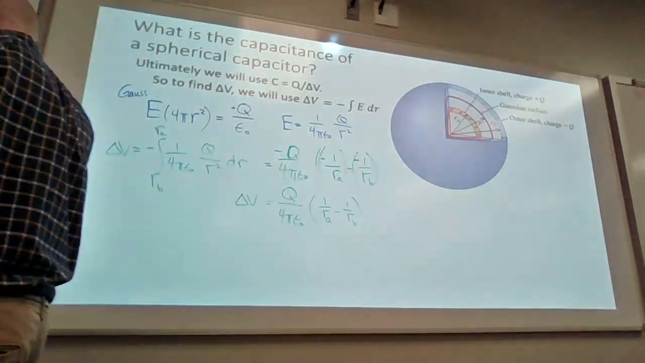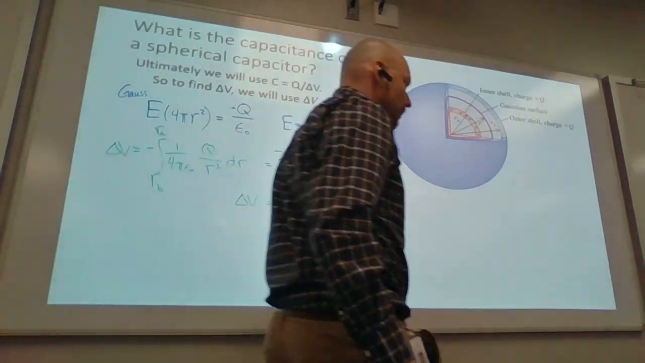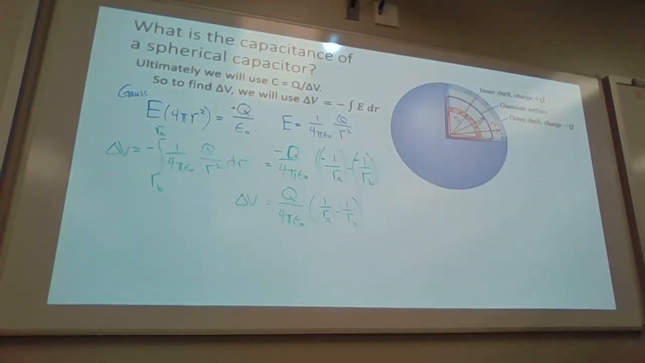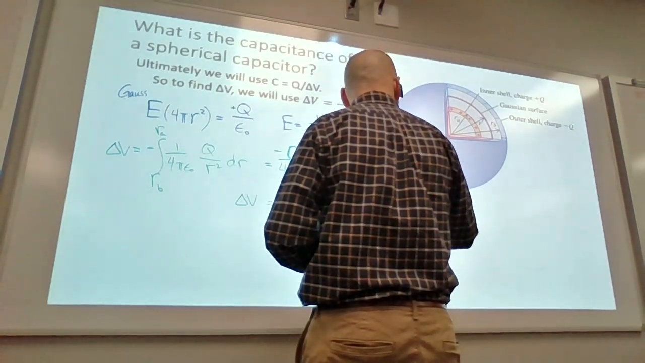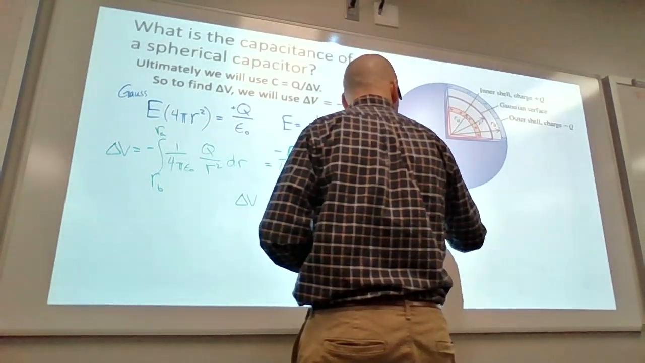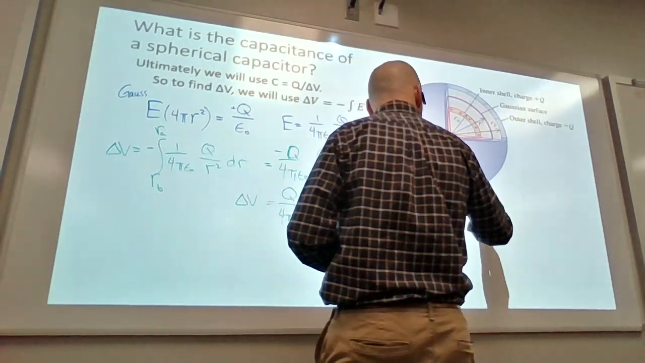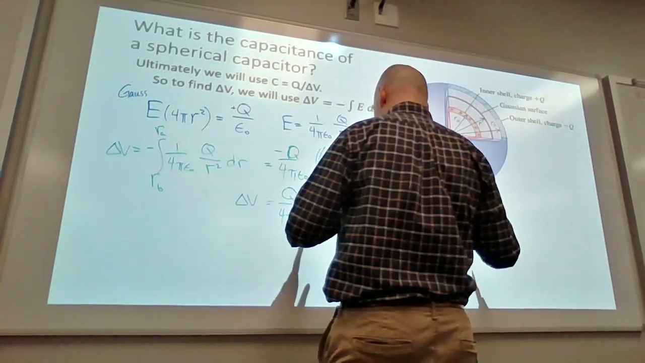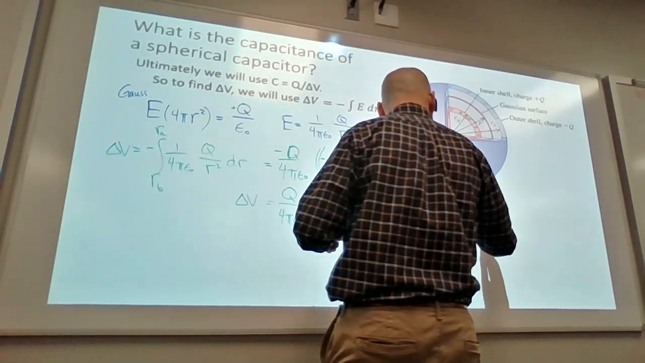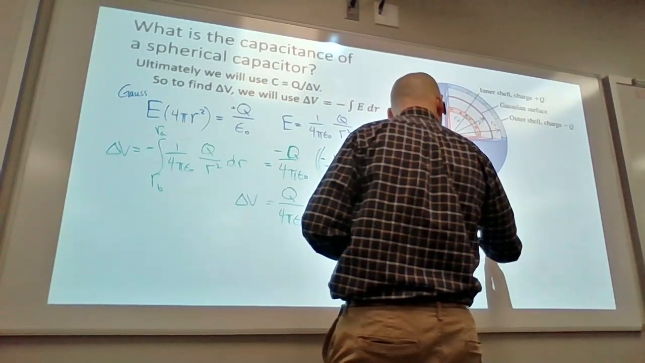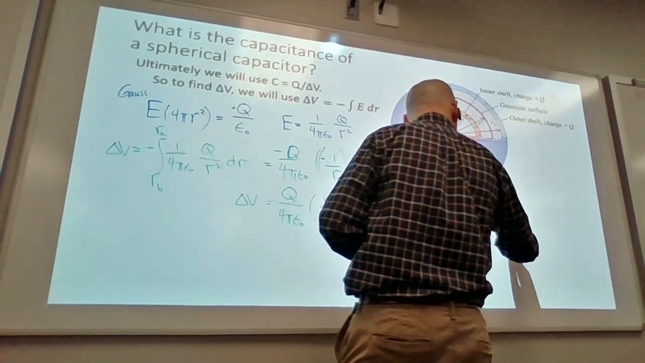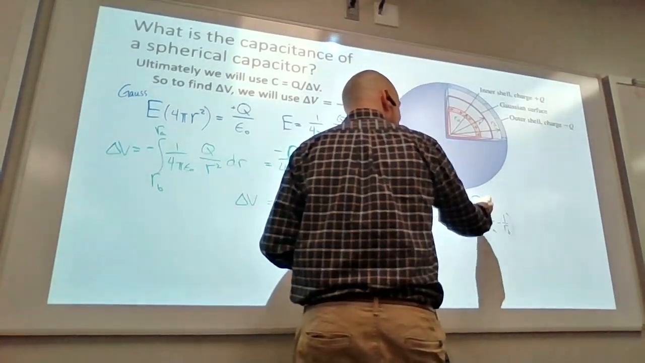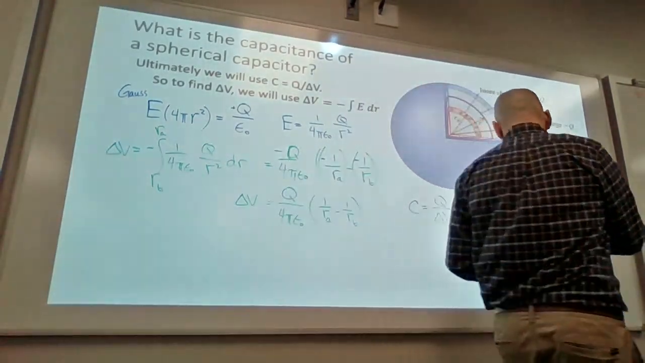And since we're going for voltage across two things, we still have to go to where the voltage is zero because we only care about the change in voltage, not the absolute voltage. So our capacitance is equal to charge over voltage, which is plus Q over all this.